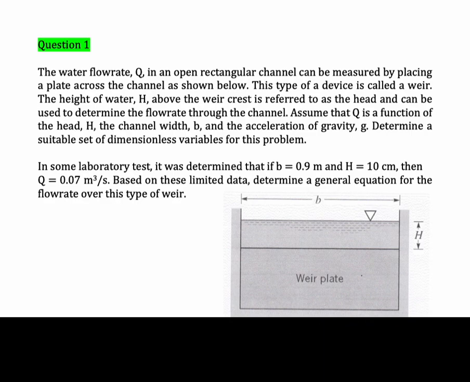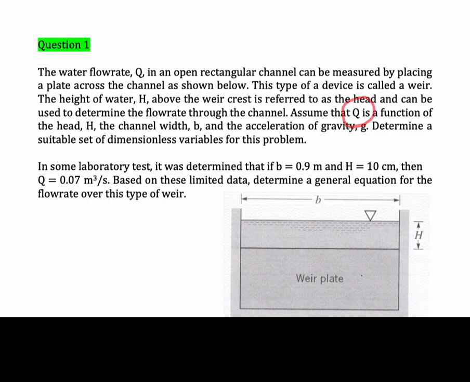In some laboratory tests, it was determined that if B is equal to 0.9 meter and H is equal to 10 centimeter, then Q is 0.07 meter cube per second. Based on this limited data, determine a general equation for the flow rate over this type of weir. So in this question, we need to come up with a mathematical expression or equation to determine the Q, the flow rate.